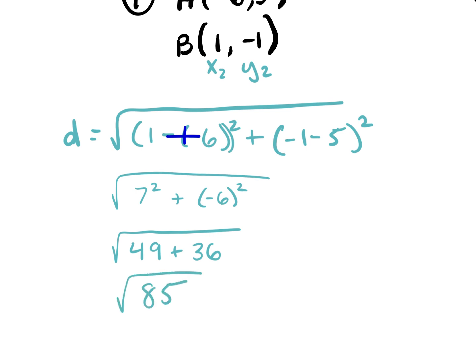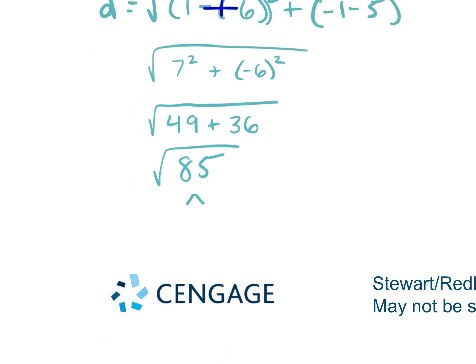Let's break it down. Always, always simplify your radical if it can be simplified. So let's see, what are 2 factors of 85? What's one factor that we know? If it ends in a 5, we know that 5 goes into it. You can always divide 85 to see what the other factor is. That's 17.